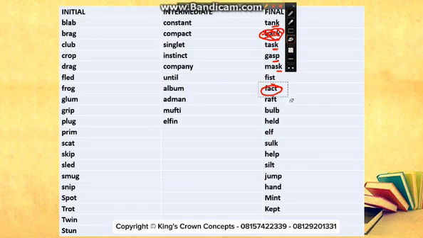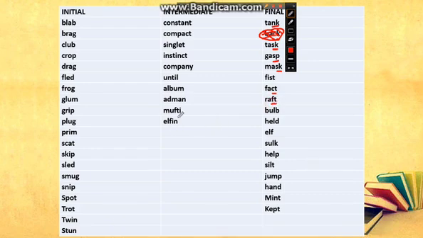You can have this fact. Kt, you can have kt, fact. This is ft, just like we have ft here. This is raft. This is lb, bulb, ld, held, lf, elf, lk, sulk, lp, help, lt, silt, mp, jump, nd, hand, nt, mint, pt, kept. So these are examples.